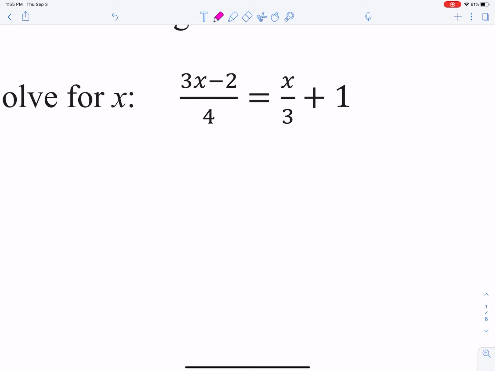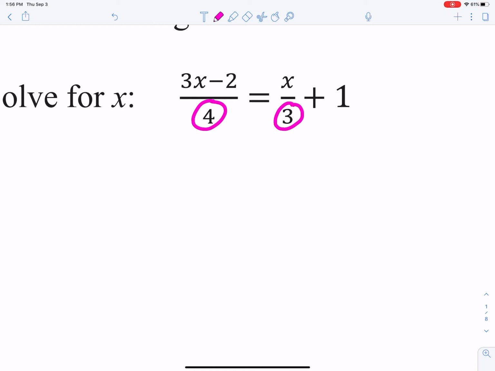Everyone loves fractions, correct? No? Nobody likes fractions, right? So let's just get rid of these fractions. If you remember, the way to get rid of fractions is a method called clearing the denominators. There's a couple other terms for it, but that's probably the one you've heard the most. So what we're going to do is look at the denominators of all the fractions on both sides of the equal sign, okay?